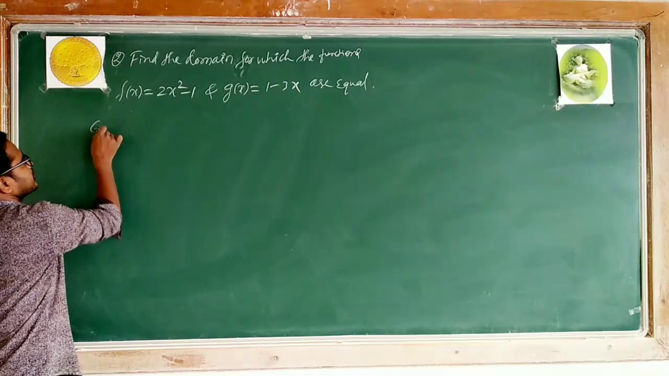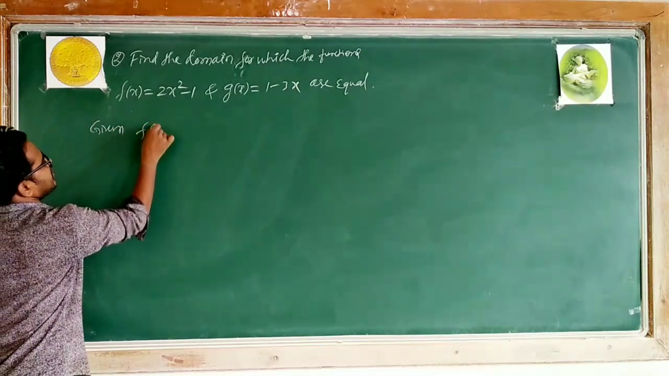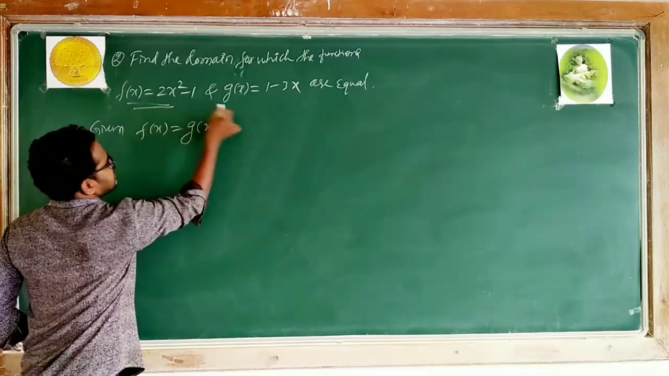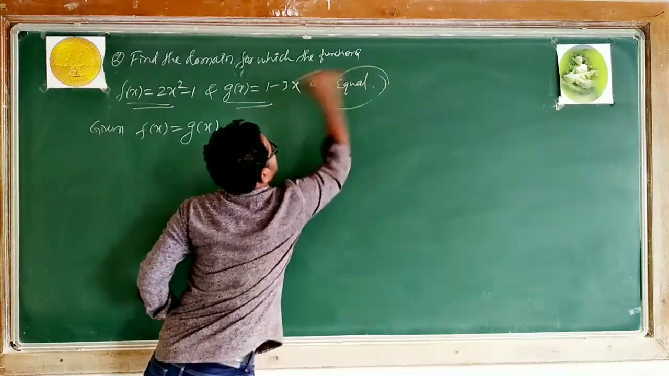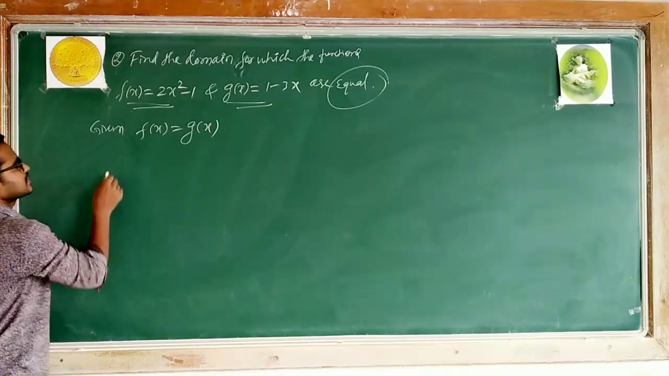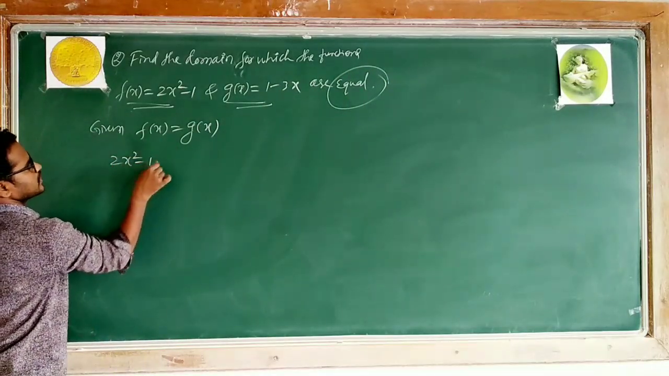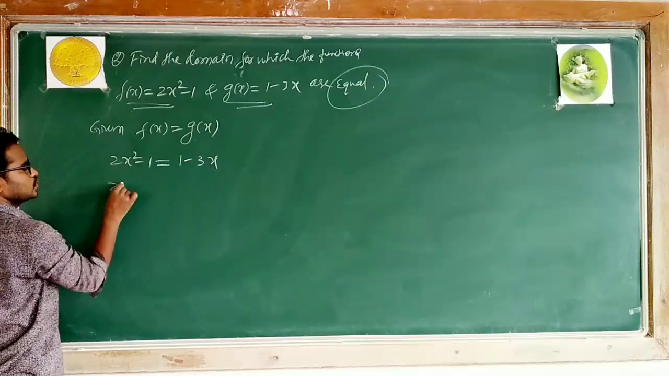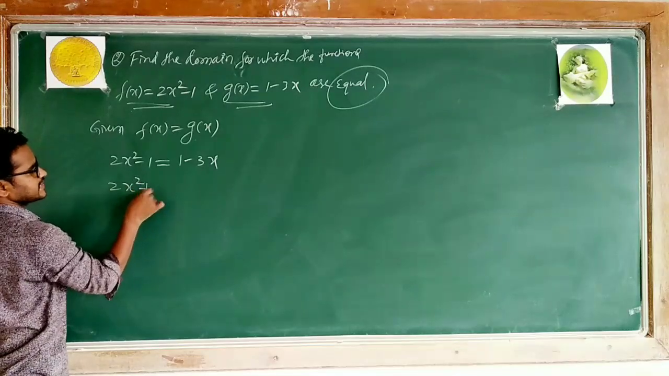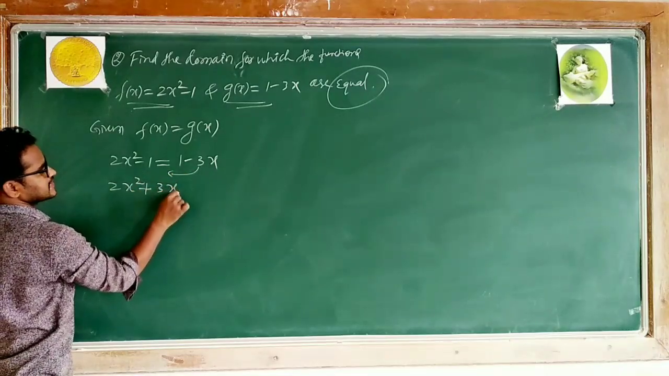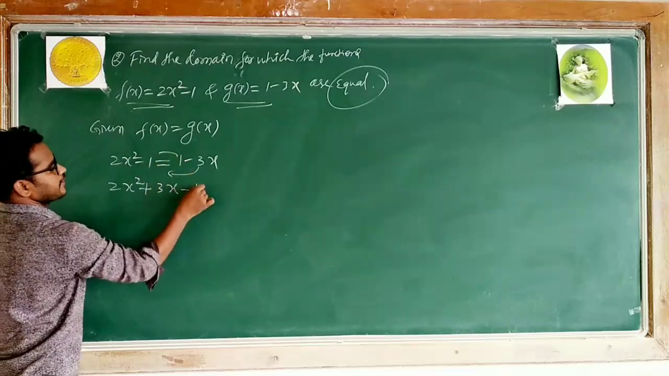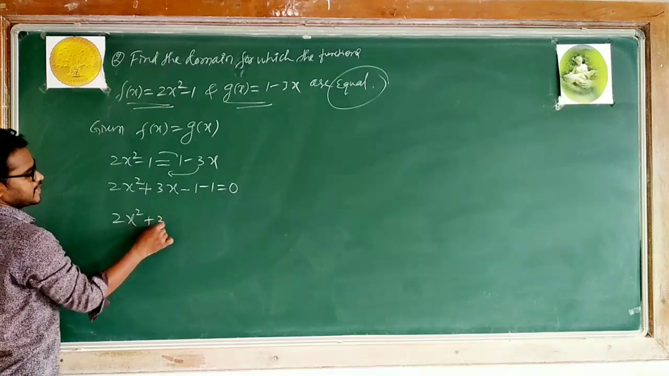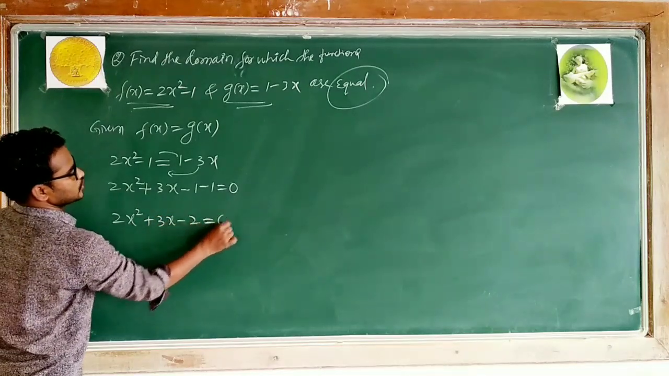I will write the given. What is the given? F of x is equal to g of x, because he is saying f of x and g of x are equal. What is f of x? 2x square minus 1 is equal to, what is g of x? 1 minus 3x. I will take this side: 2x square, taking 3x this side, plus 3x. Already minus 1, take plus 1 this side, minus 1 is equal to 0. What happened? 2x square plus 3x minus 2 is equal to 0.